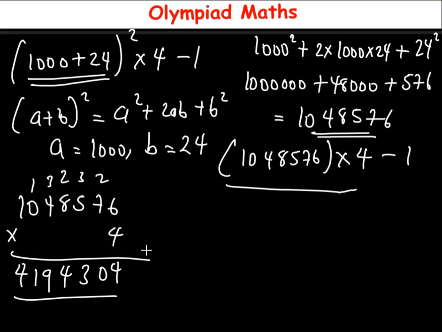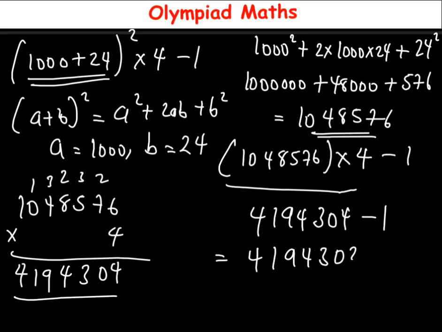So with this, we've gotten the value of 1,048,576 times 4 to be 4,194,304. Then it remains minus 1. Now if you subtract 1 from this value, we're going to get 4,194,303. And ladies and gentlemen, this is the final answer for the expression 4 raised to the power 11 minus 1. As you can see, we solved it without using a calculator.